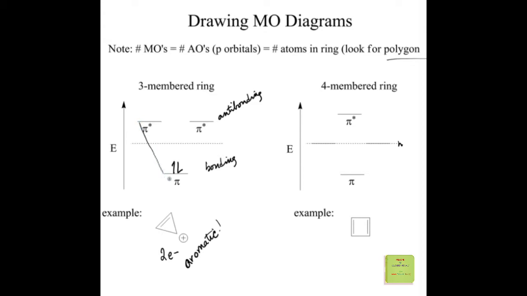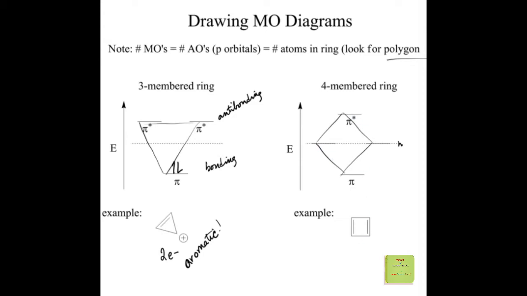I forgot to put on our polygon here. You can see our 3-membered ring. Here you can see our 4-membered ring. So we start with 1, and then we draw a pair of degenerate orbitals, and then we go back to just 1 because we only had 4 total. So 1, 2, 3, 4.